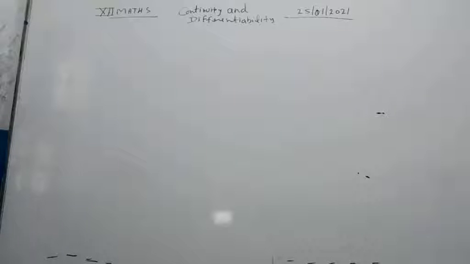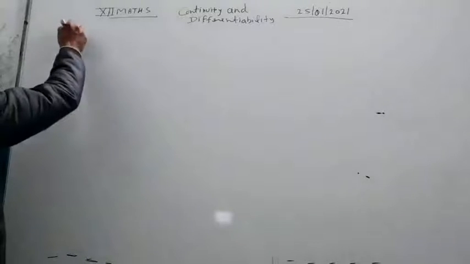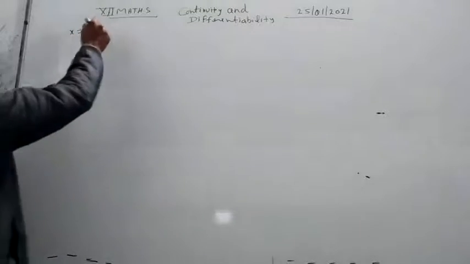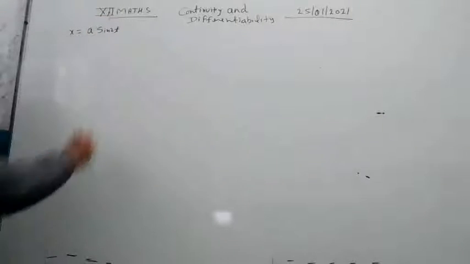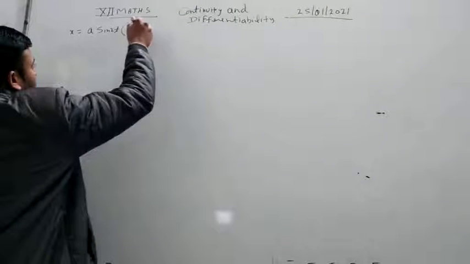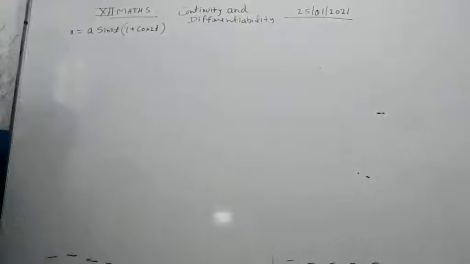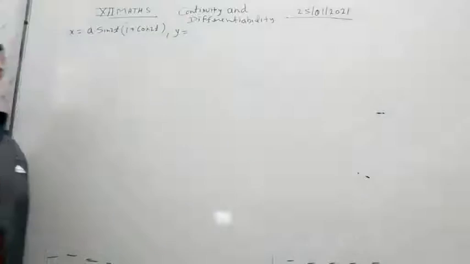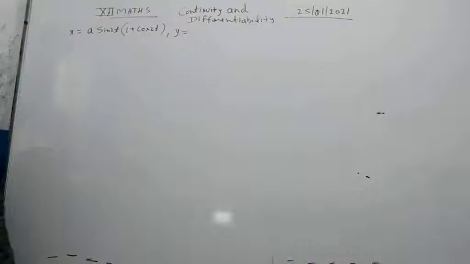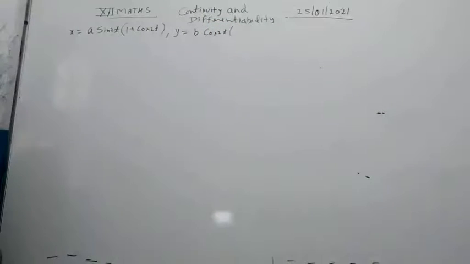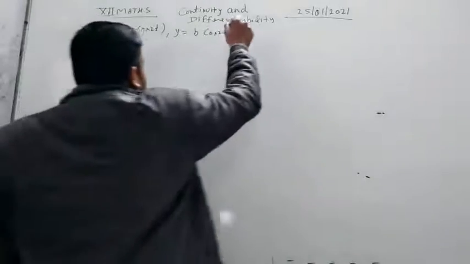Our next question is, if x is equal to a sin 2t under bracket 1 plus cos 2t, and y is given by b cos 2t under bracket 1 minus cos 2t.